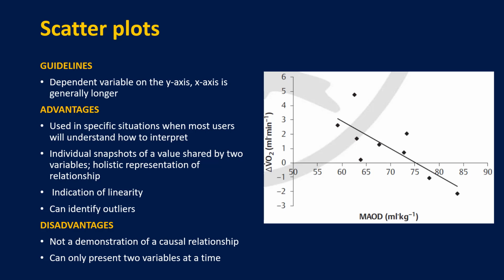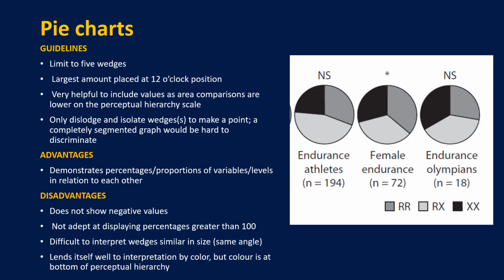The disadvantage is, well, it's not a causal relationship, and I don't know whether that's really a disadvantage with the graph, but it's a disadvantage with our interpretation. These don't show causality, they just show association. They just show that the parameters are associated. And you can only present two parameters at a time, so you may end up having multiple scatter plots in order to show the range of variables that you want to record.